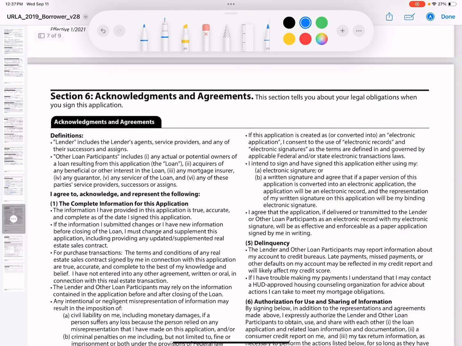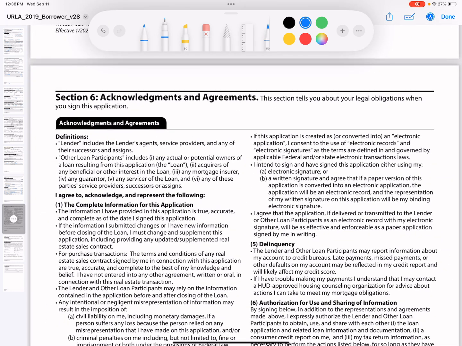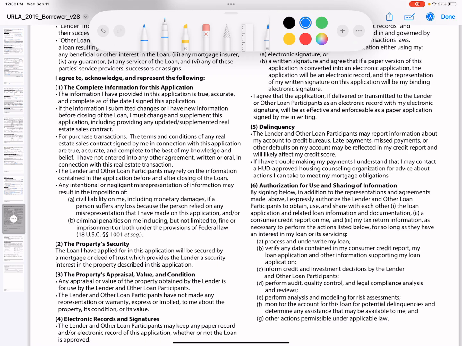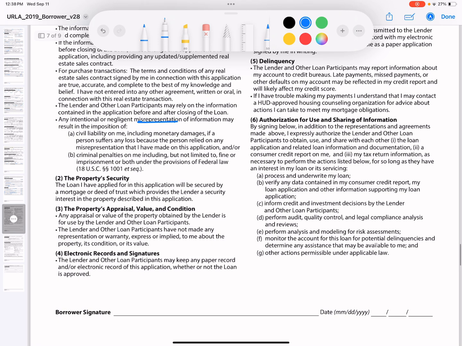All right, section 6. Now, this is where you are acknowledging and agreeing to all these things. I will go over this high level because I think I touched on this in the 5 C's of mortgage lending. And so if you want to go back to it and get a refresher, please do. You are giving complete information on this application. You're not misrepresenting information. You understand that when you are applying for this loan, it's going to be secured by a mortgage or deed of trust. I talked directly about this in that video. So this loan is secured by a mortgage or deed of trust, which is the security. That is the lender's security.